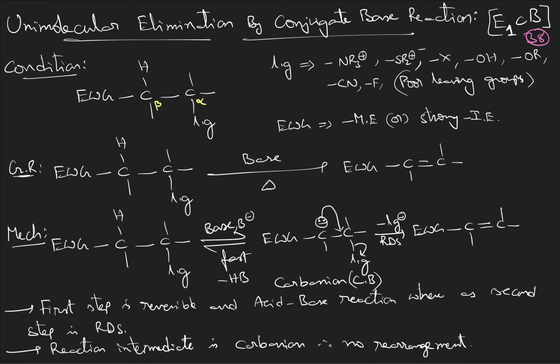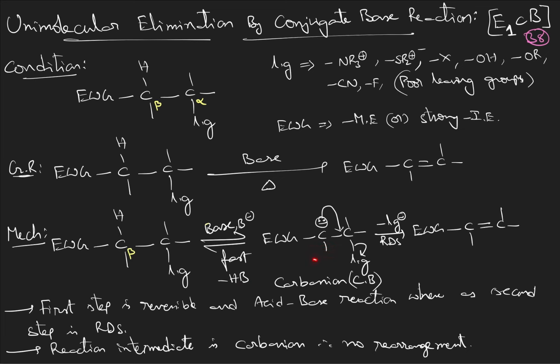Coming to the mechanism now. The point here is, as the leaving group is poor, it will not leave the reactant molecule on its own. So the base used as the reagent will go and abstract the beta hydrogen. And what is the purpose of the electron withdrawing group here? It is to increase the acidic character of the beta hydrogen, so that B minus can come and easily abstract this H plus ion and go out as HB and forms a carbanion.